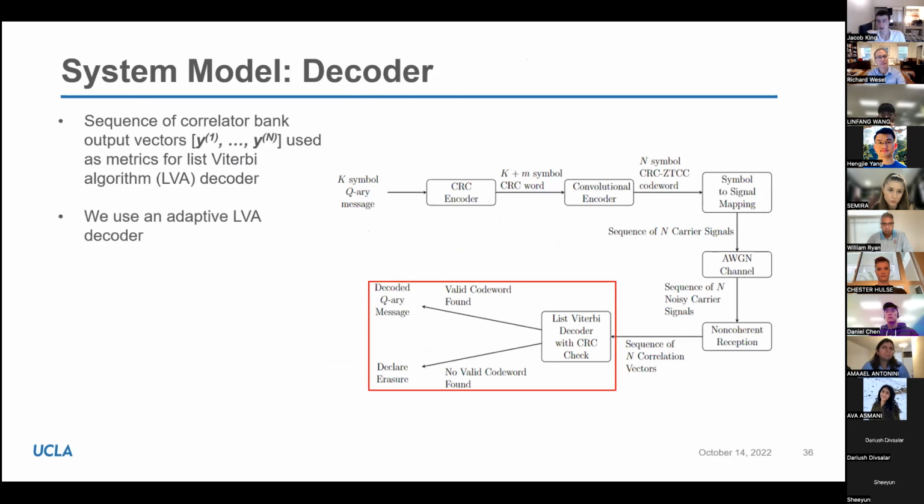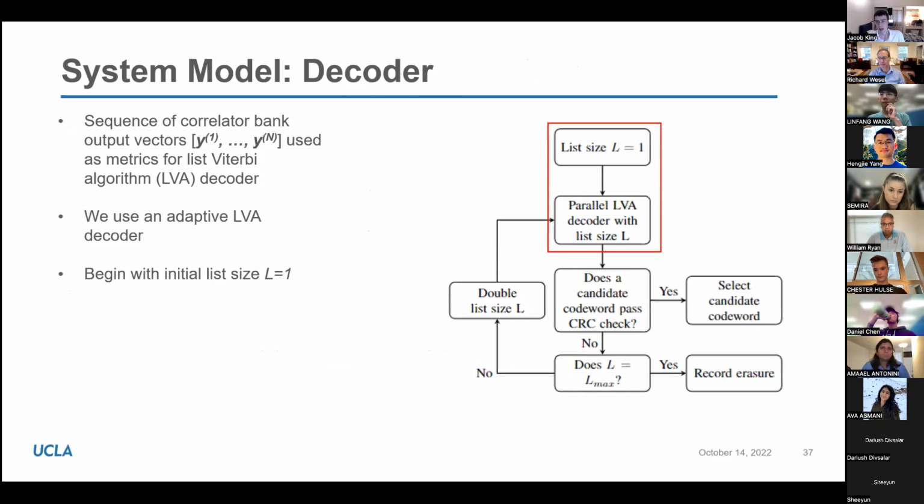The receiver outputs a series of n random vectors, y1 to yn. These vectors are then used as metrics for the List-Viterbi algorithm decoder, or LVA decoder. This is the maximum likelihood list decoder for CRC-ZTCCs. We also choose to use an adaptive LVA decoder. The block diagram of the adaptive LVA decoder is shown here.